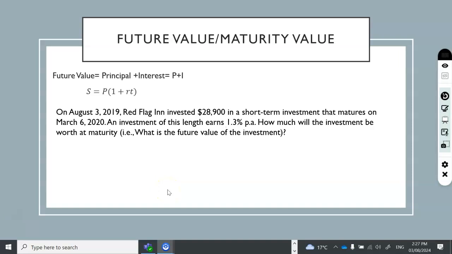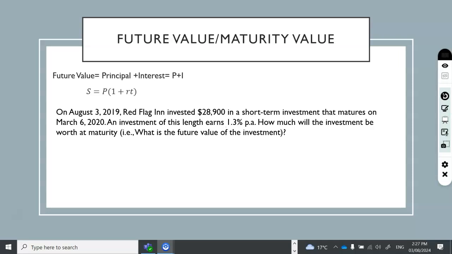So in this one, we will see how to calculate the maturity value, or future value. If you are investing $1,000 for 200 days, the amount you will receive after 200 days is the maturity value or future value. So the amount you will receive is that $1,000 plus the interest you earned in these 200 days. So let's see an example.